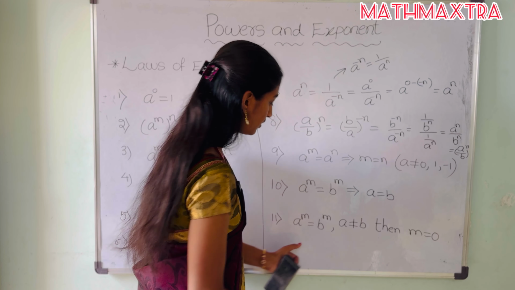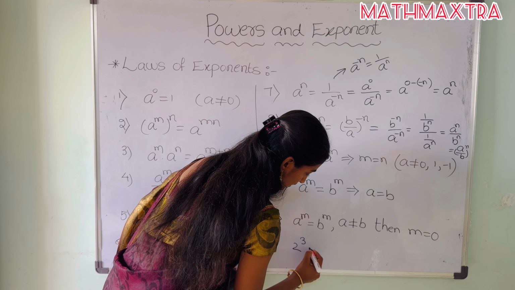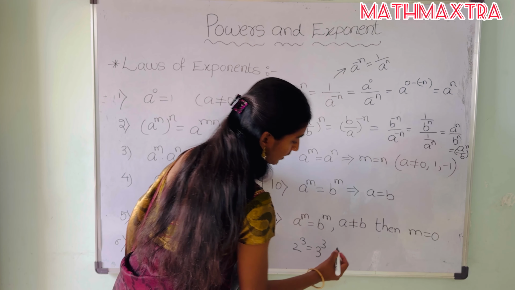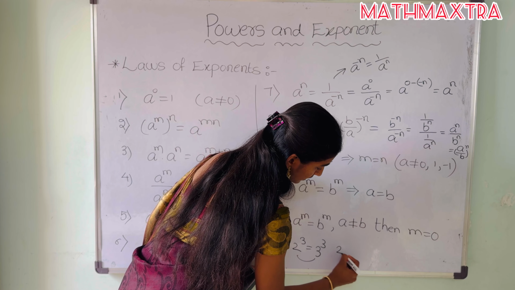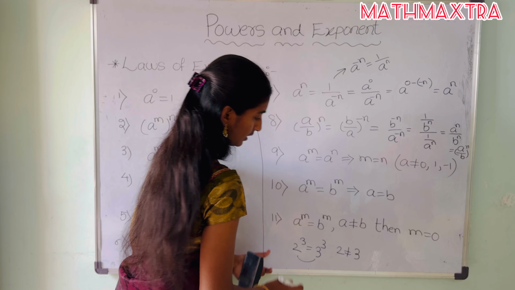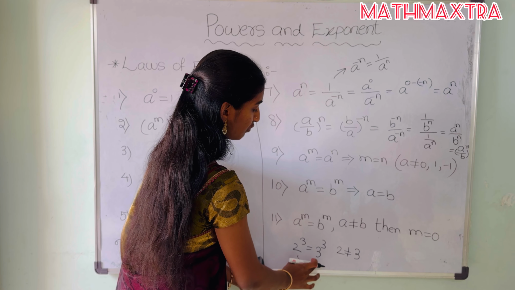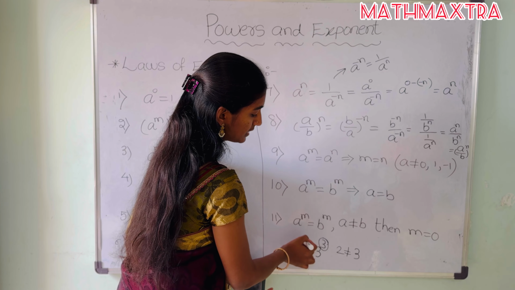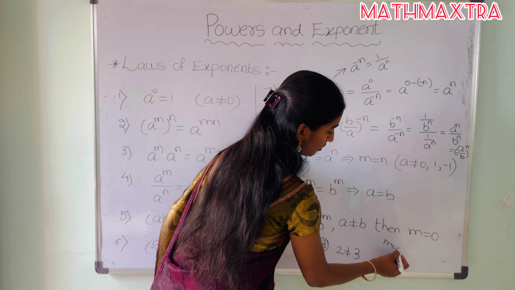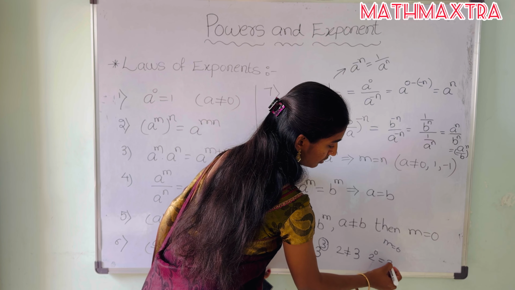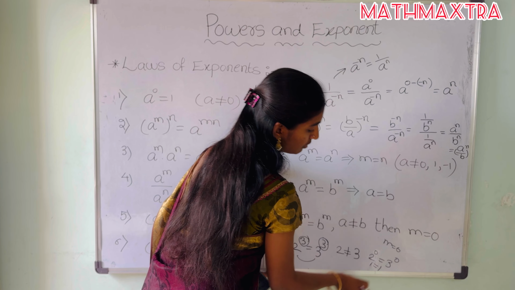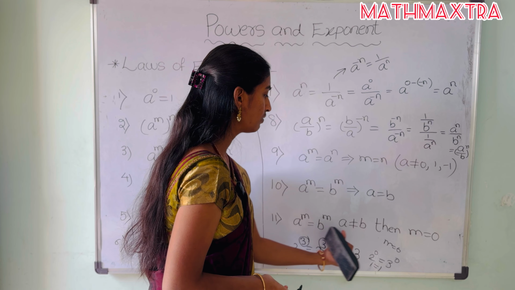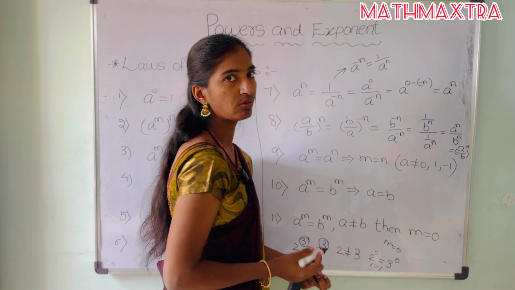See, 2 to the power of 3 is equal to 3 to the power of 3. Okay. But 2 is not equal to 3, right? In order to follow this equation, the power must be equal to 0. Means if m is equal to 0, what happens? 2 to the power of 0 is equal to 3 to the power of 0. Now 1 is equal to 1. It is applicable. So that is why if a is not equal to b, then the m value should be equal to 0.